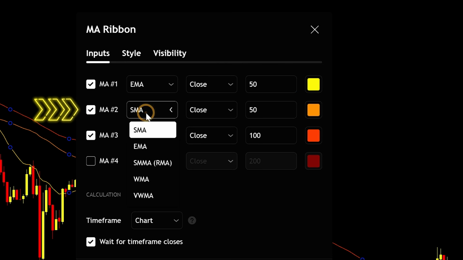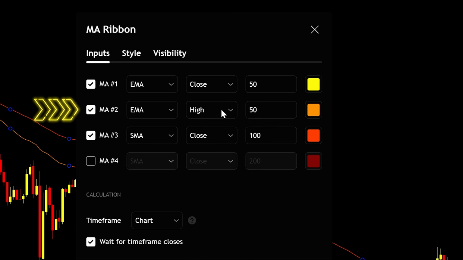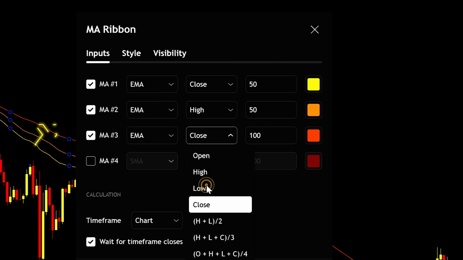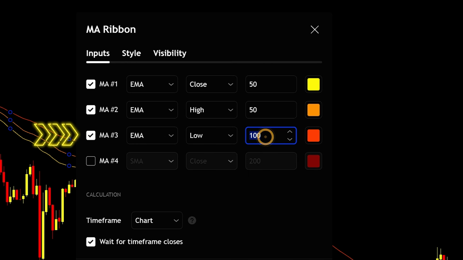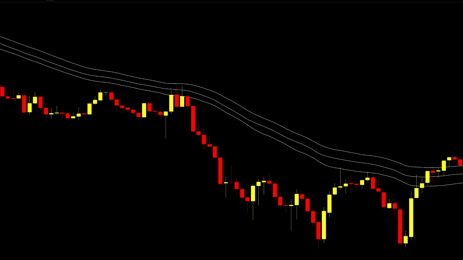The second EMA will also use the length of 50, but we'll set its calculation method to high price. And finally, the third EMA, length 50, is calculated by the low price. Now go ahead and pick a brighter color for these, like white, so they're easy to see on your chart. Alright, we're done with the EMA ribbon settings. From now on, we'll just call this cluster of 3 lines the ribbon.